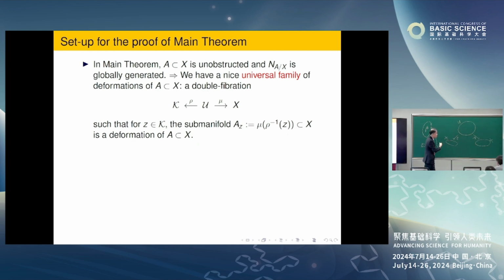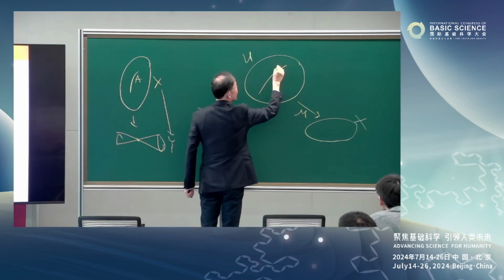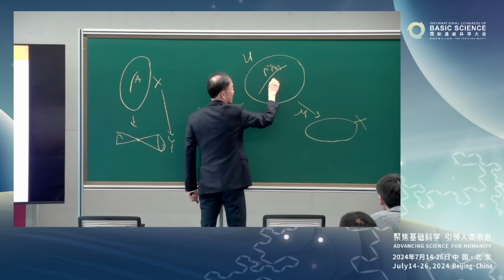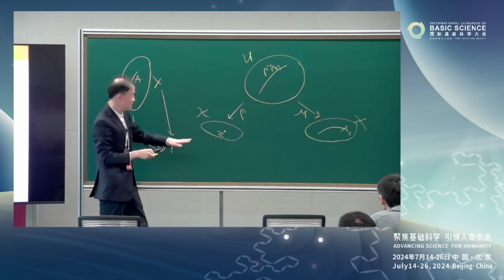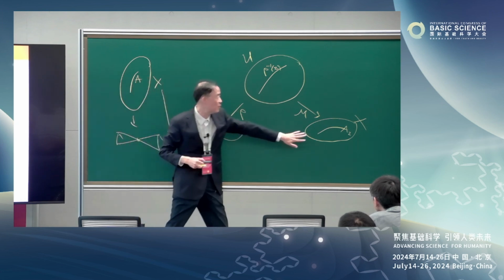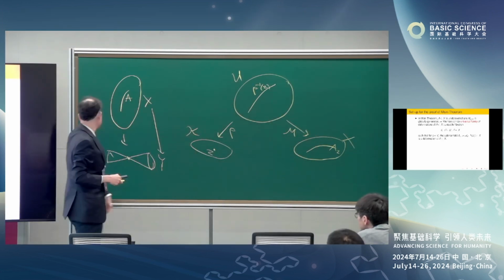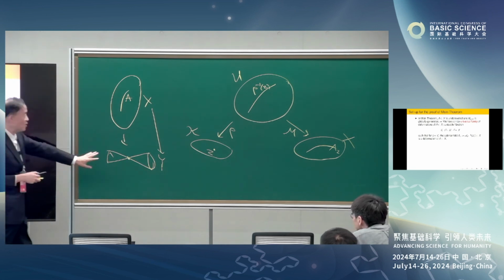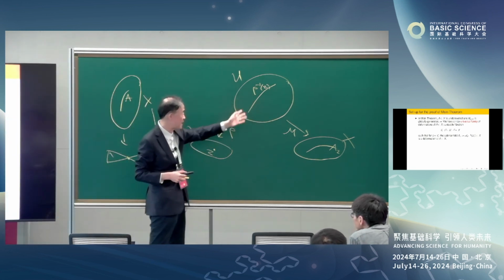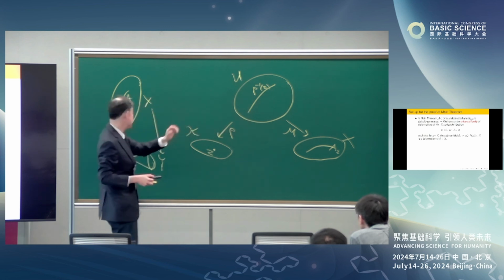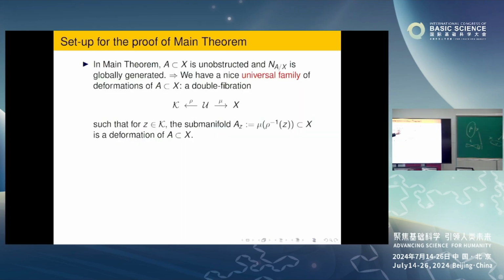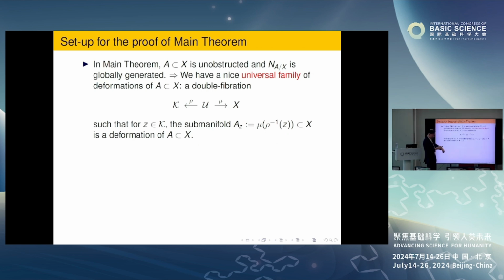So you have such a double fibration such that if you choose one point here, Z, then this fiber here goes to A_Z, a submanifold in X. And this double fibration classifies all deformations of such a submanifold. Everything is very nice. All three are complex manifolds. This is proper smooth, and this is submersive, and so on. These follow from this assumption, that it is unobstructed and globally generated.